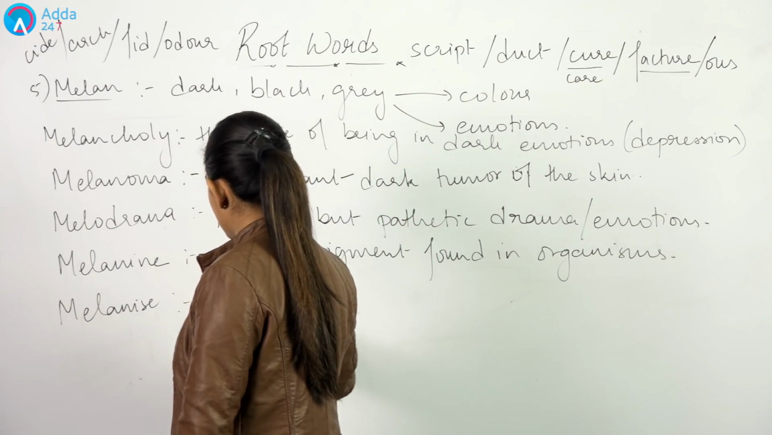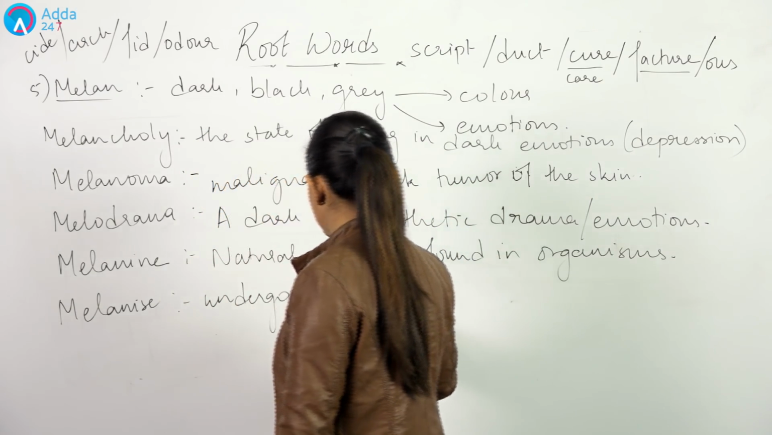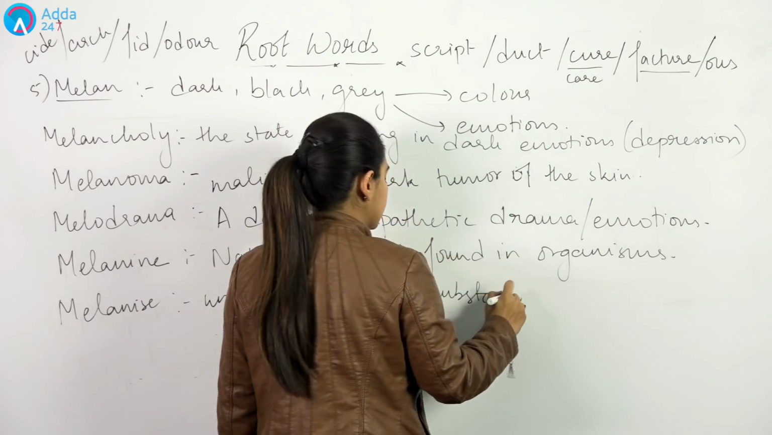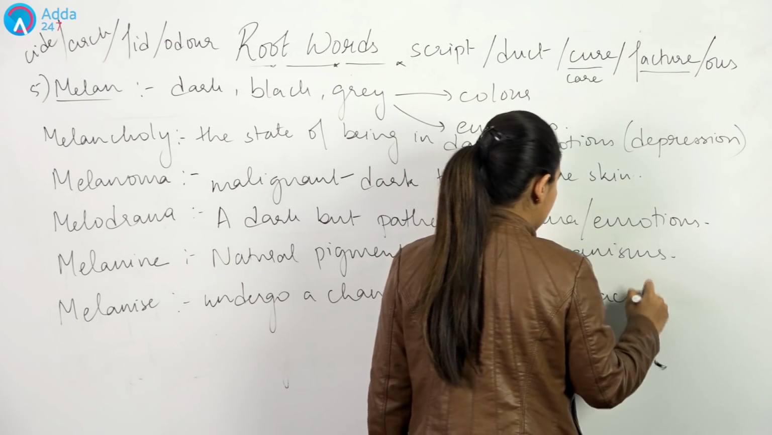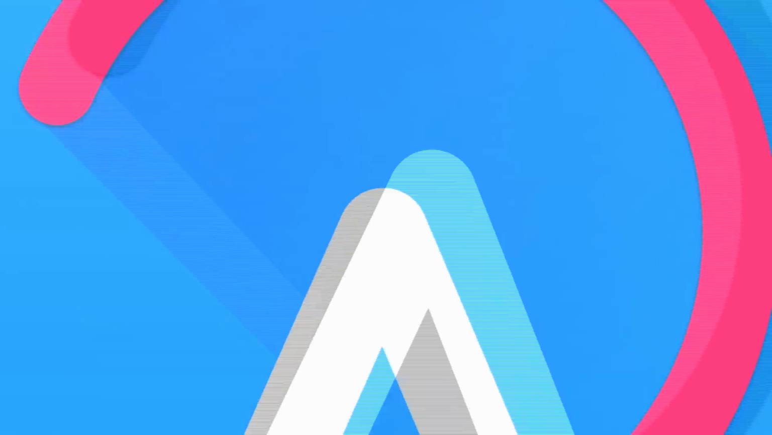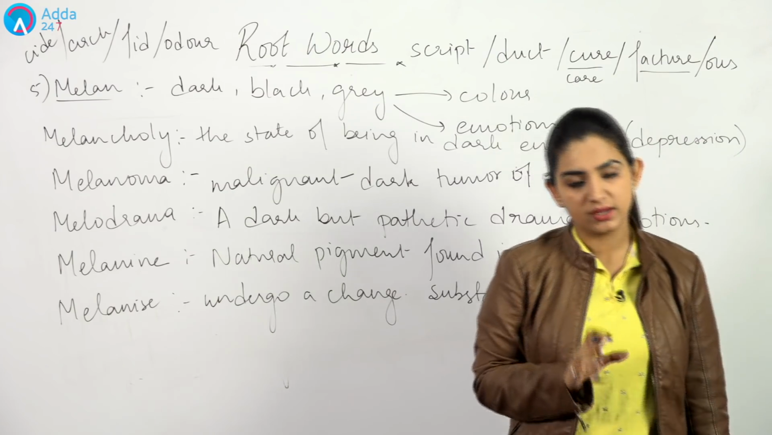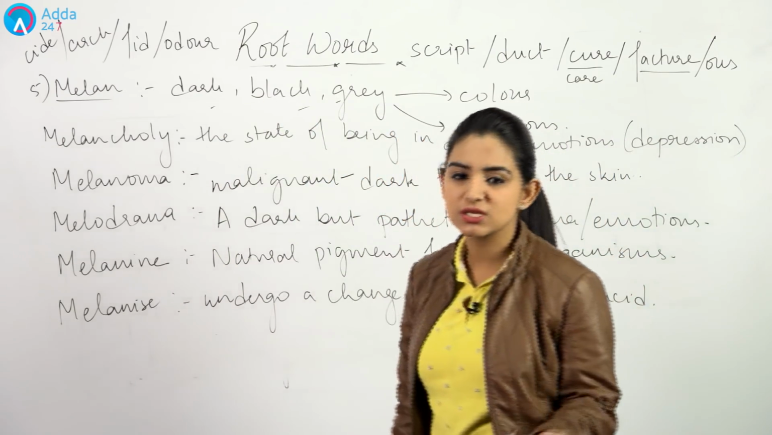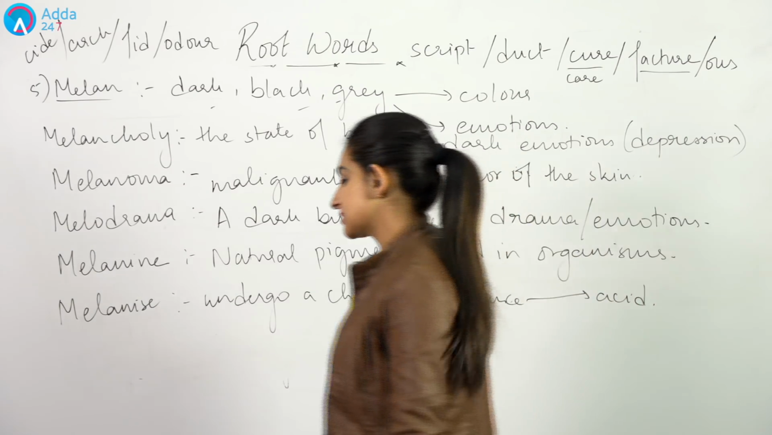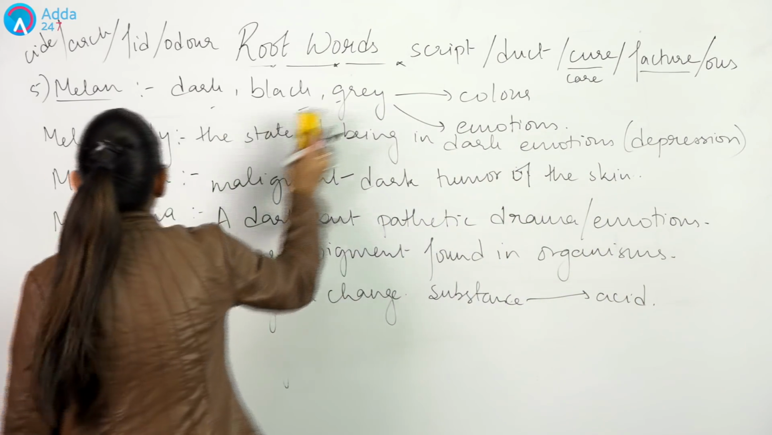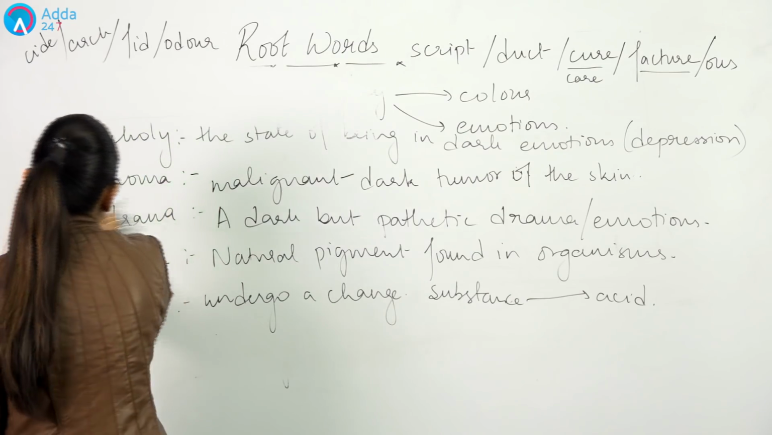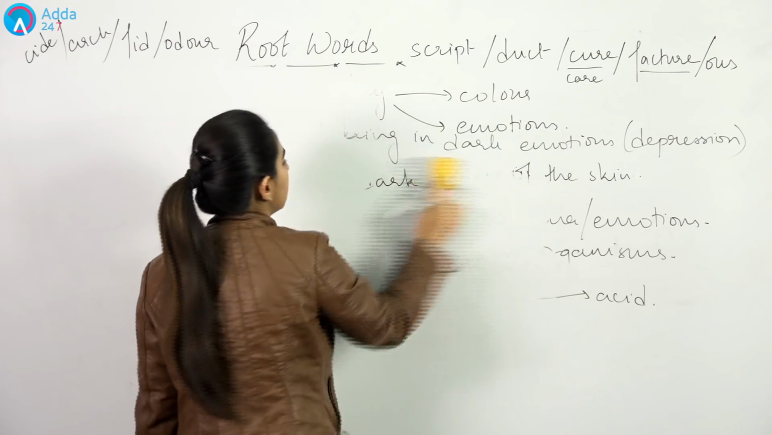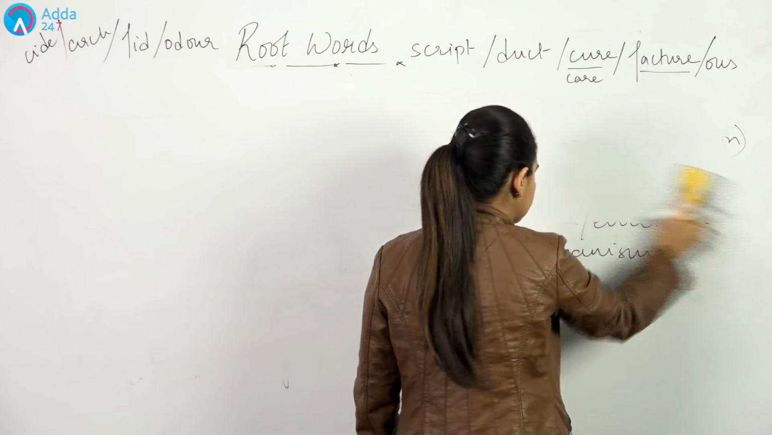Then we have the word melanize. Melanize means undergo a change. What generally happens here is a substance is transformed into acid, and that acid will be of black color or something. So melan is related to the color black, grey or dark, or the emotions can be associated to it. That means some emotions that are not true, some emotions that shouldn't have been there but they are there. So melan is related to dark, black or grey, right?